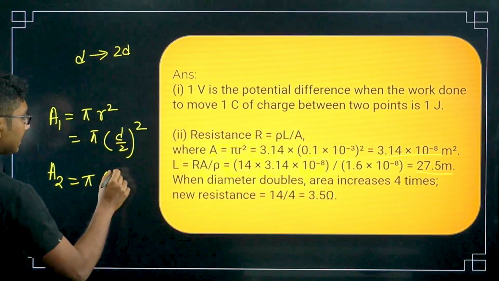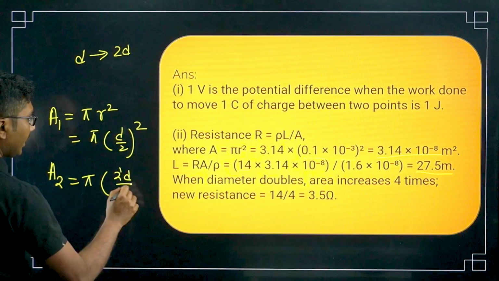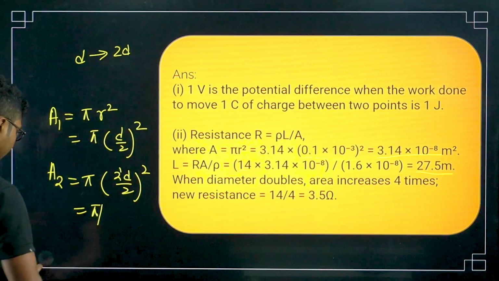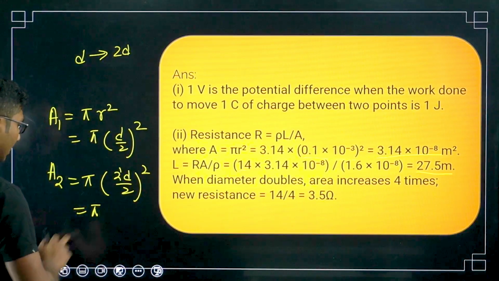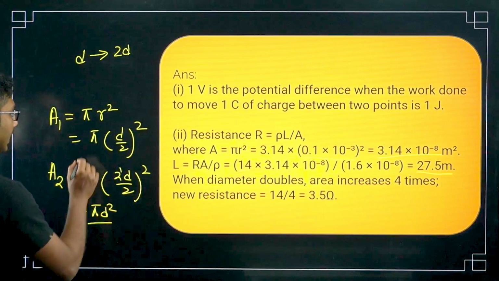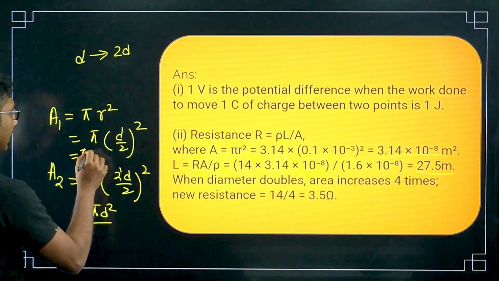If you double the radius, the area will be π(2d)² by 4... that is πd². Now πd² is definitely more than πd² by 4. So this is the new area. And what is the old area? Old area is πd² by 4.